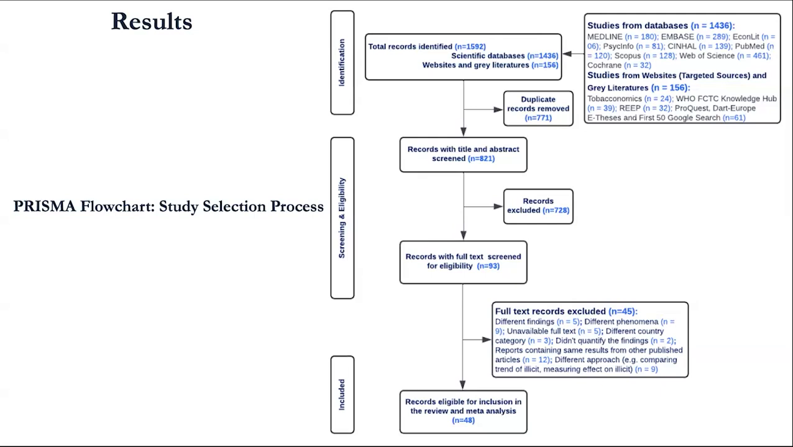So two reviewers were involved, and they reviewed the full text of these 93 studies, and 45 studies out of these 93 were excluded for various reasons. Some of them had different findings, some of them had different phenomena. In a couple of the studies we couldn't find the full text, and in some of the studies there were different country categories. After excluding those 45 studies, we were left with 48 studies which were finally included in our systematic review and meta-analysis. And these 48 studies were used to extract the data for the further analysis.